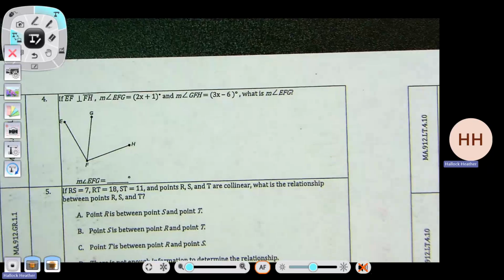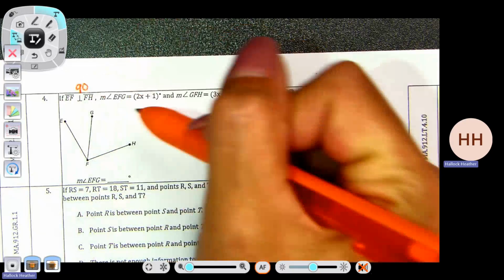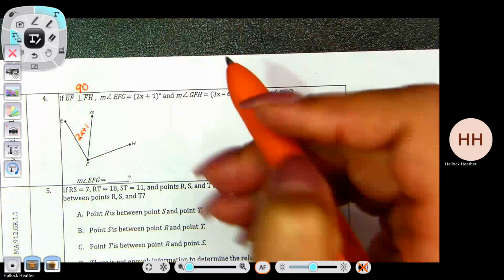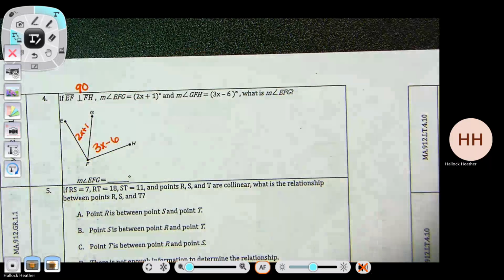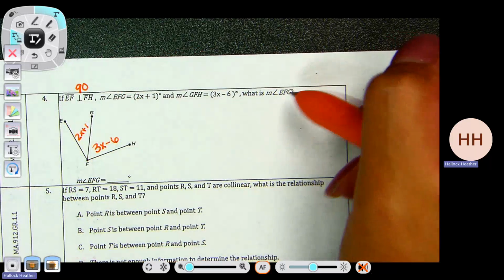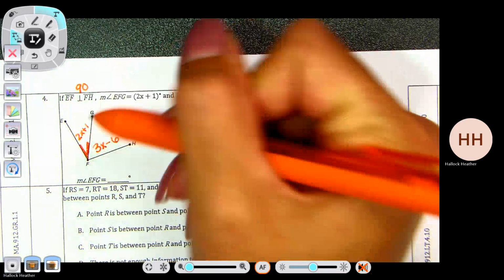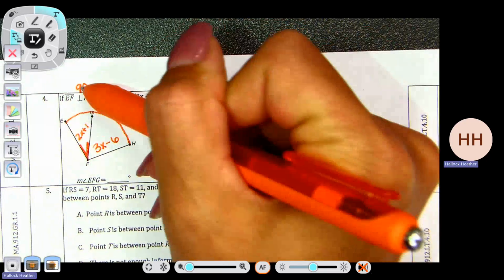Okay. Next one is technically a review problem. It says if EF is perpendicular, which means 90, to FH, then EFG is 2x plus 1 and GFH is 3x minus 6. I need to find the measure of EFG. So I have to plug it back into this one. I know together they make 90 because they're telling me they are perpendicular. So I'm doing angle plus angle equals 90.